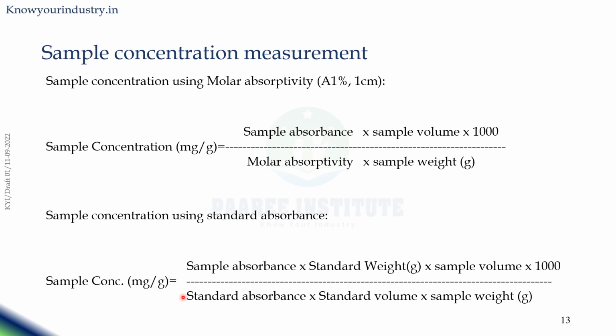Then the sample concentration using standard absorbance can be calculated by using this formula. Sample concentration in mg per gram is equal to sample absorbance into standard weight into sample volume into 1000 divided by standard absorbance into standard volume into sample weight in grams.